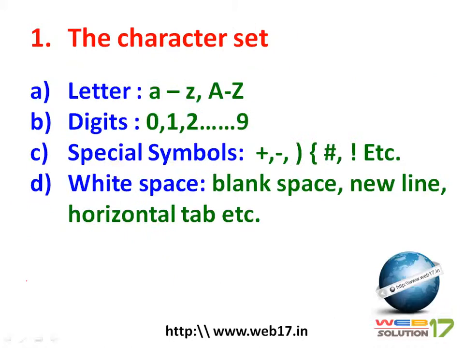Now let's take a look at the character sets. Characters consist of 4 categories. The first is letters. Letters means we can use any small letters a to z or capital letters, or in other words alphabets. Also we can use the digits 0 to 9 in our programs, and special symbols which we see on the keyboard, like plus sign, minus sign, parenthesis, curly braces, hash, etc. And also white spaces, that is blank space, new line, horizontal tab, etc.